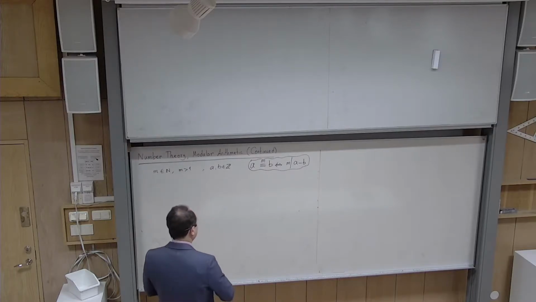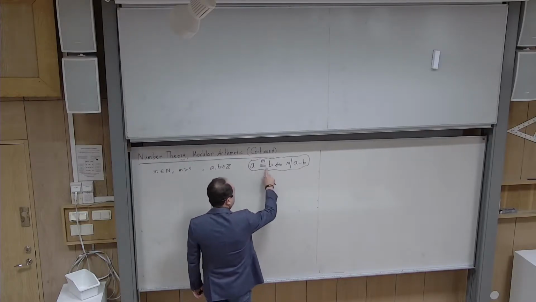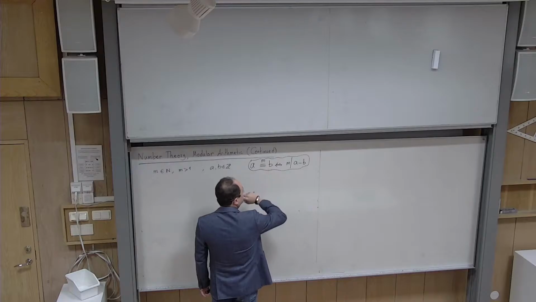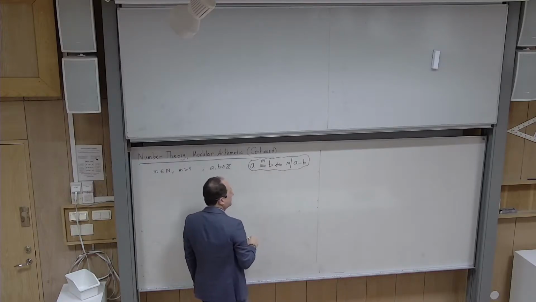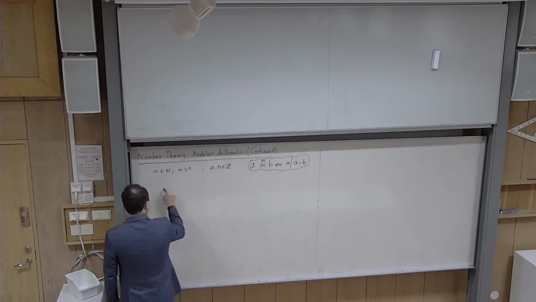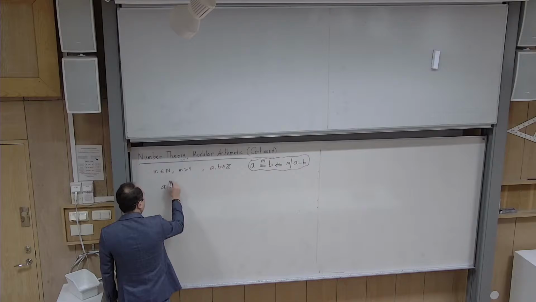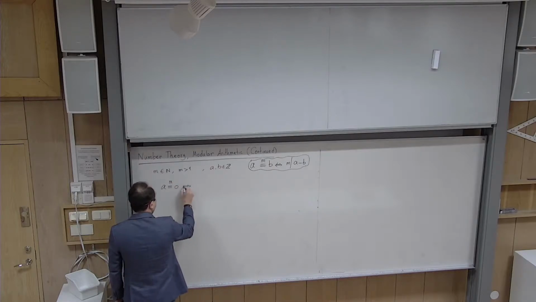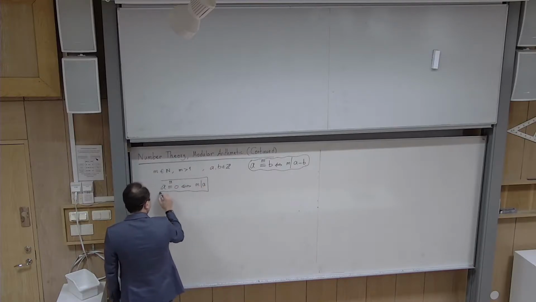By the way, I also told you that there is one special case that we are particularly interested in, and that is the case when b is equal to 0. If b is equal to 0, this means that a is congruent to 0 modulo m if and only if m divides a.